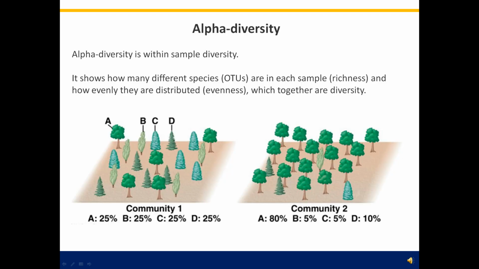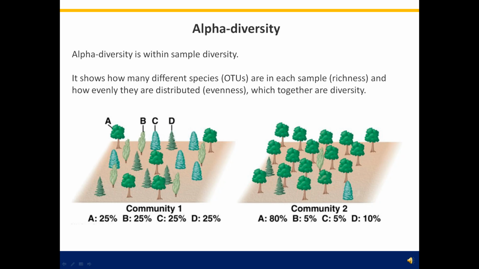Coming to alpha diversity, it is within-sample diversity. It shows how many different species or OTUs are in each sample, which is called alpha richness, and how evenly they are distributed, which is called evenness. Together we call this alpha diversity. For example, here we have two communities, community 1 and community 2, which can illustrate richness versus diversity.